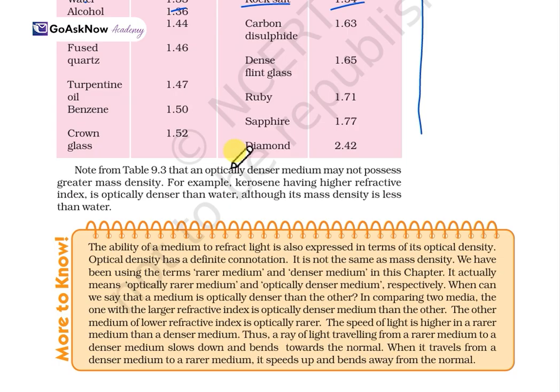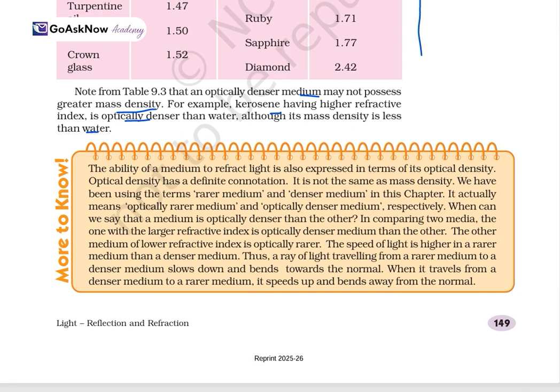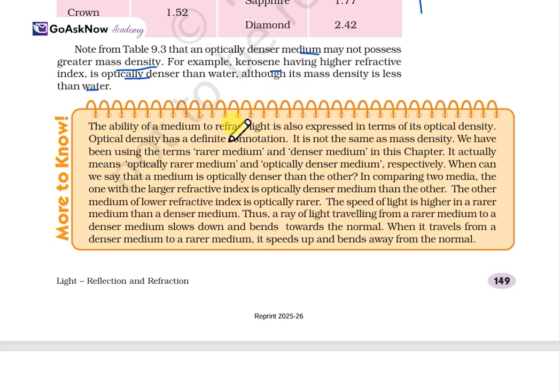Also note that an optically denser medium may not possess greater mass density. For example, kerosene has a higher refractive index and is so optically denser than water, although its mass density is less than water. Now, let's know more. The ability of a medium to refract light is also expressed in terms of optical density. Optical density has a definite connotation. Okay, it is not the same as mass density. We have been using the terms rarer medium and denser medium in the chapter.